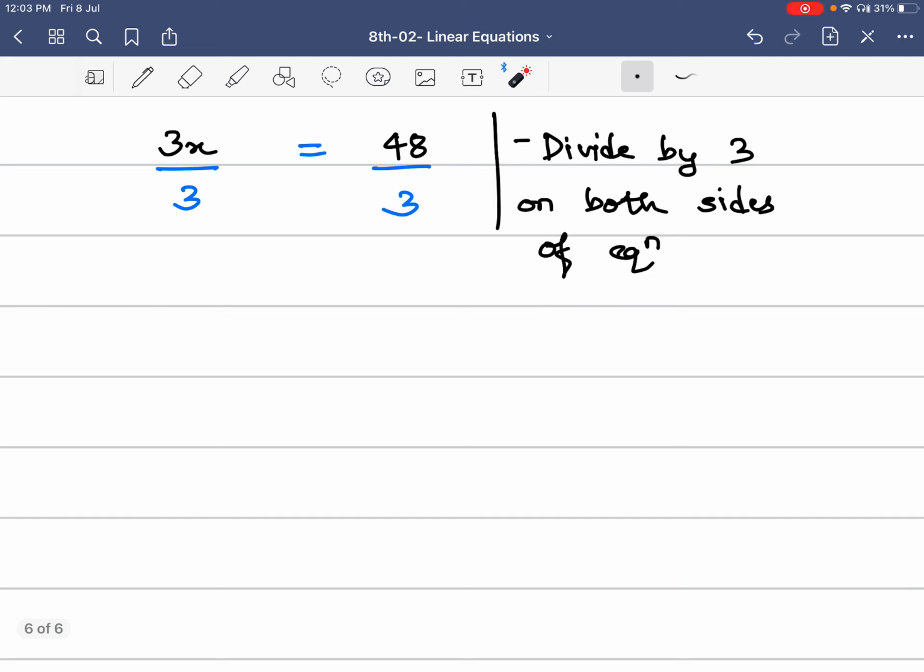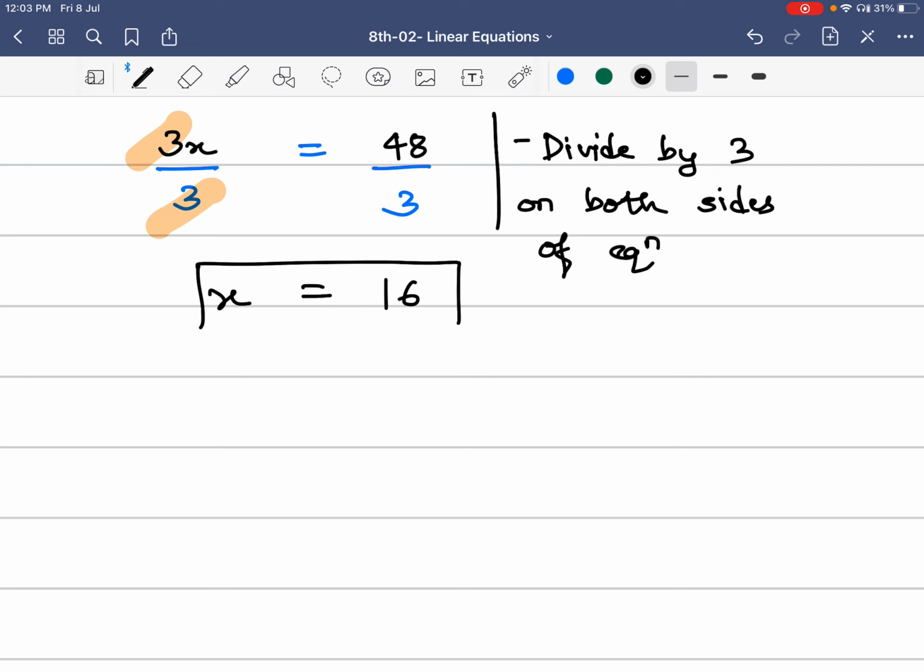Once again, this is 3 and this is 3, they are going to cancel each other. What we get is 1, and thus we get x equal to 48 divided by 3: 3 ones are 3 and 3 sixes are 18. So thus we found x equal to 16, okay, which is the smallest number.